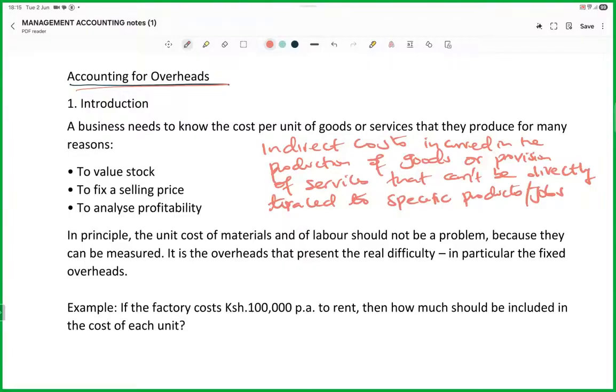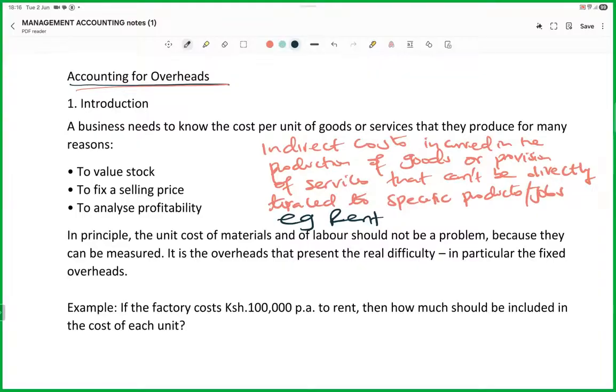Services. Could you kindly give me a very good example of an overhead cost? Rent, yes. Very good example of this is rent. So for example, the rent which is being paid for this room at the college can't be traced to you. These are the expenses that are incurred for the benefit of many units. Like now, by paying rent here, all of us are safe. So, introduction to accounting for overheads.